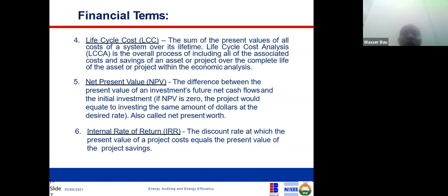Because what life cycle costing does is that it looks into the overall cash flows, inflow and outflow, of a project. It will include all the associated costs and savings. For instance, if I want to invest in a renewable energy project, the life cycle costing will take into account the initial cost of purchasing the battery, the PVs, the inverter, the chargers, and the other accessories. It will also take into account the maintenance costs.